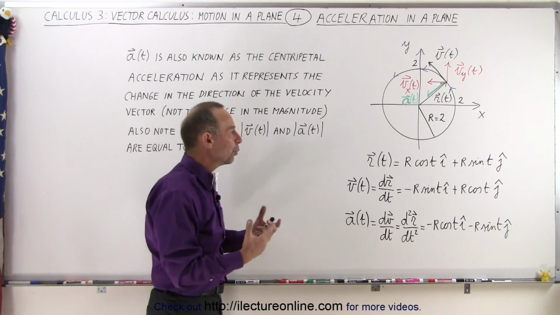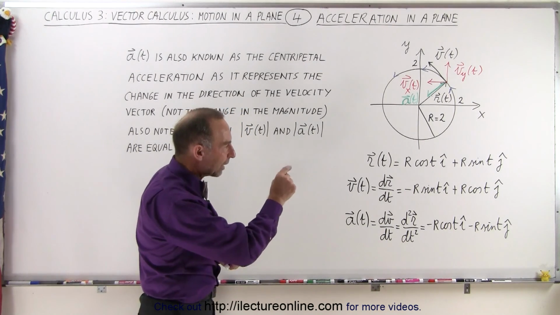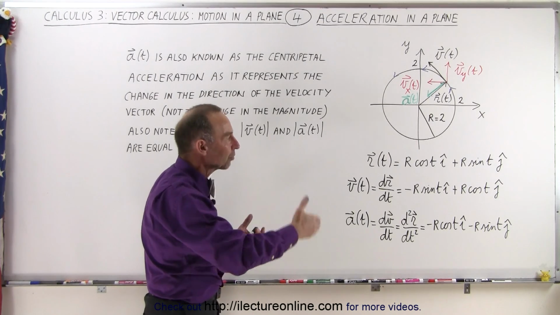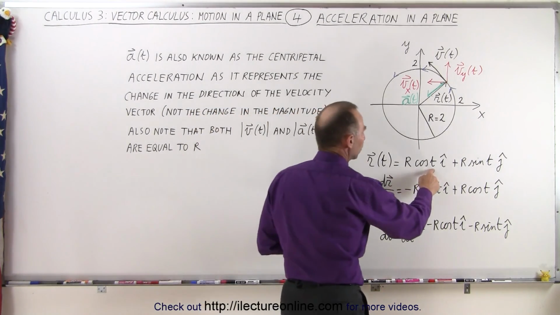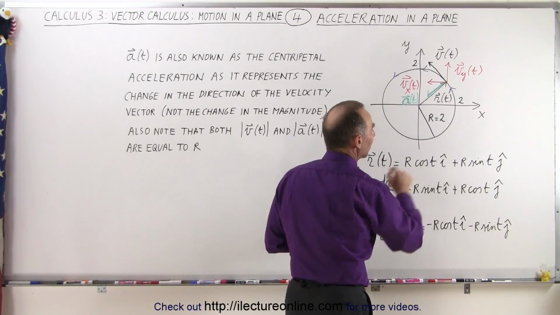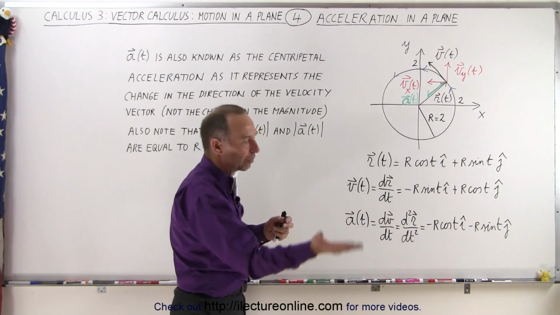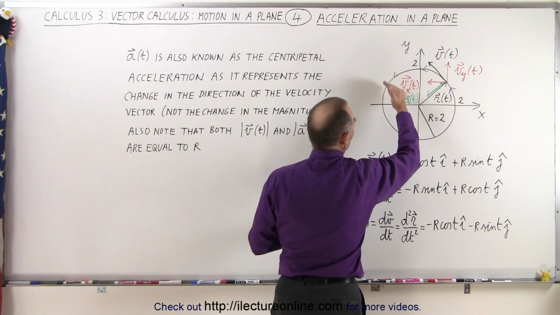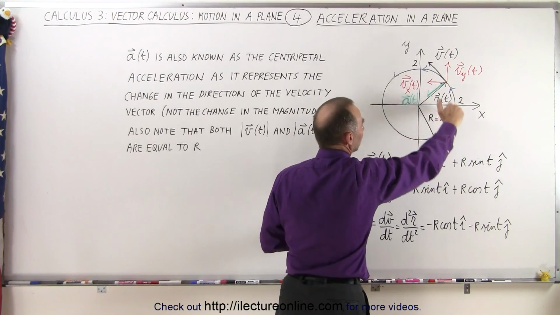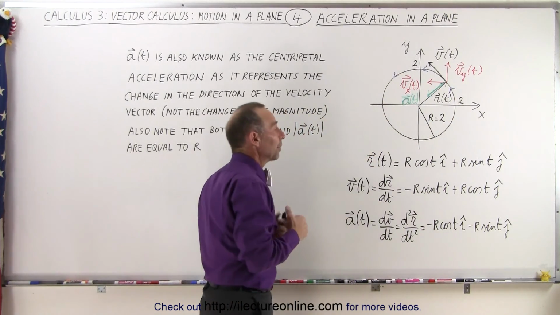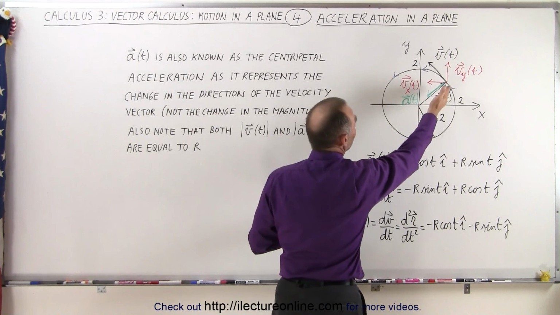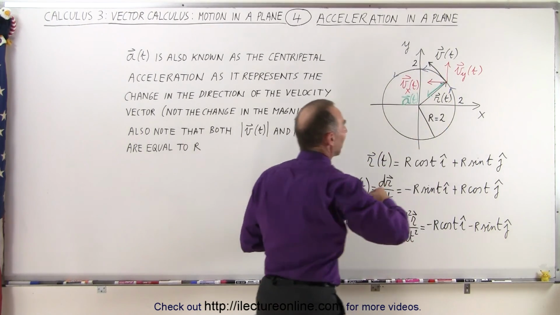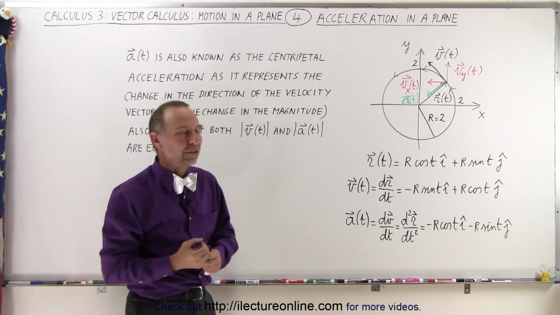R is the radius of the circle. And because of the way the position vector is described, it's going to be a constant velocity because there's a linear relationship between the position and the time. So as time changes, the position vector moves around the circle at a constant rate. Because of that constant rate, you're going to have a constant velocity going around the circle, and because of that, there's going to be a constant acceleration.